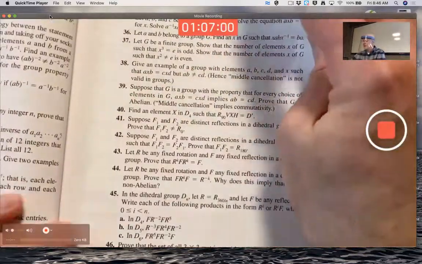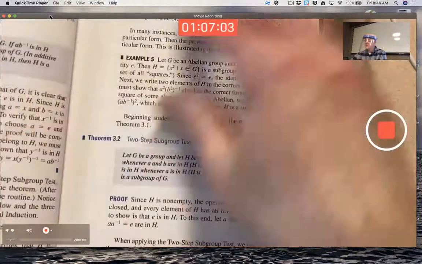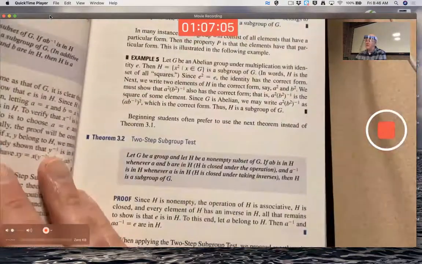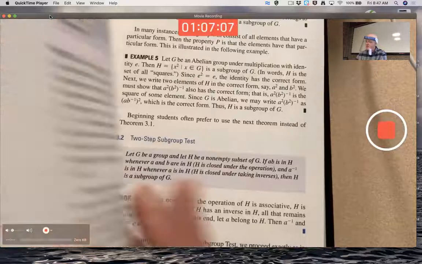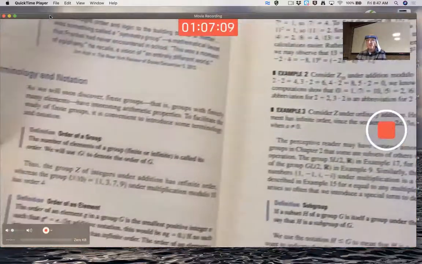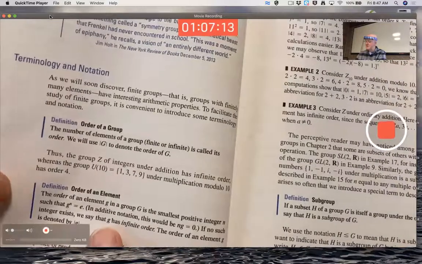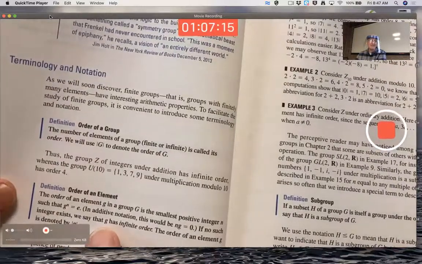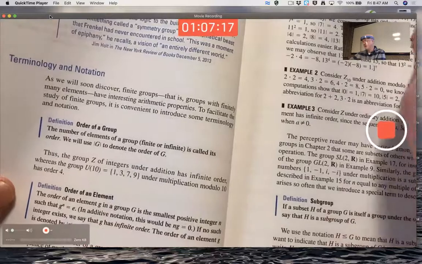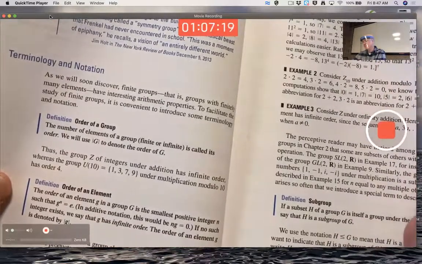I'll go a little quicker because we're almost out of time. Chapter 3: certainly being able to use the 1- and 2-step subgroup tests is probably more important than stating them. You should be able to state the definition of the order of an element, including the case of infinite order.